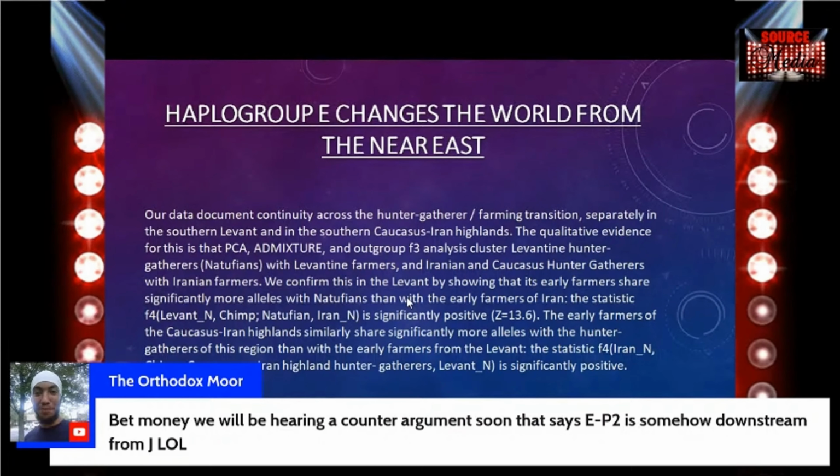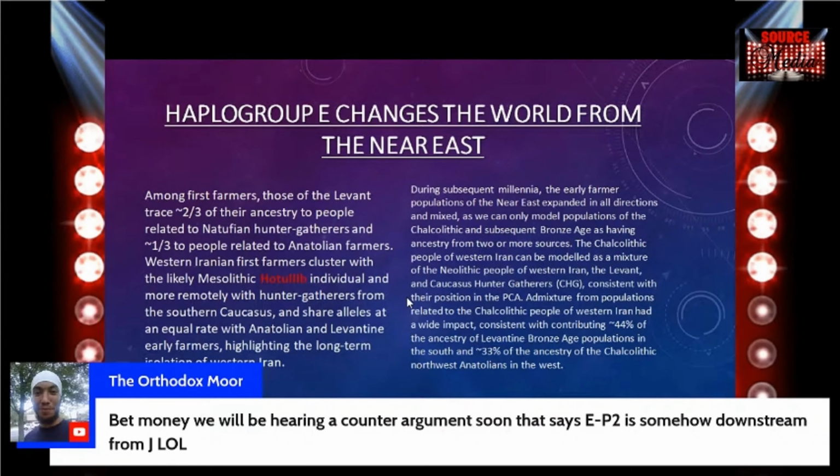The early farmers of the Caucasus Iran highlands similarly shared significantly more alleles with the hunter-gatherers of the region than with the early farmers of the Levant. Again, they shared more alleles with the Caucasian hunter-gatherers than Levant. Why? Because these are the J markers that were coming down into the region. These were those European markers that were coming down to the region. It's significantly positive. Among first farmers, those of the Levant trace 2/3 of their ancestors to people related to Natufian hunter-gatherers and 1/3 of their ancestors related to Anatolian farmers, like I just said.